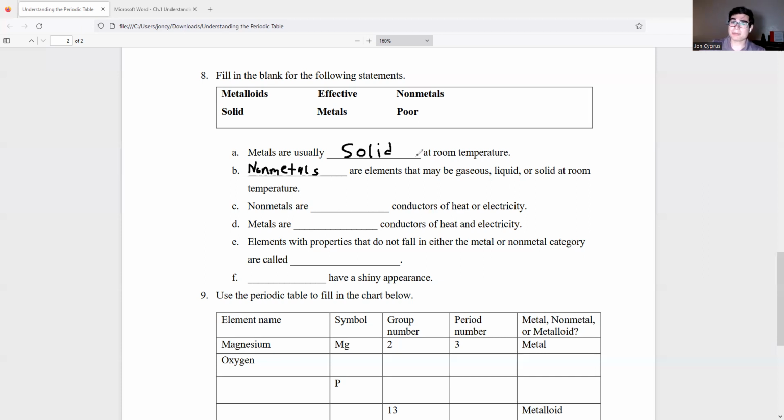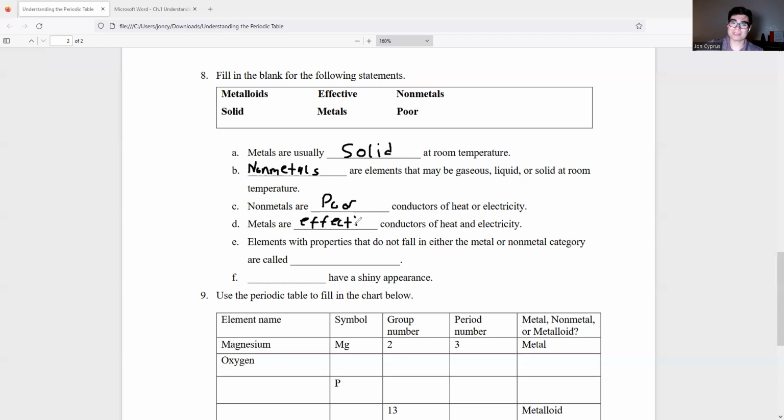C says nonmetals are blank conductors of heat or electricity. They are poor conductors of heat and electricity. So nonmetals aren't very good at conducting it. That's just kind of what it is. So metals are an effective conductor of heat and electricity.